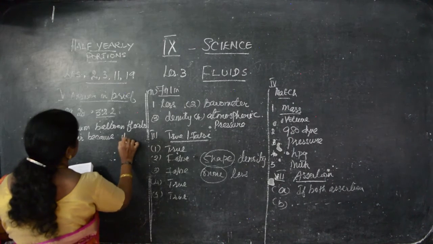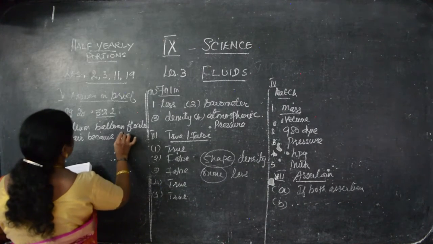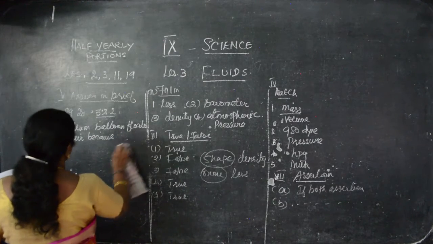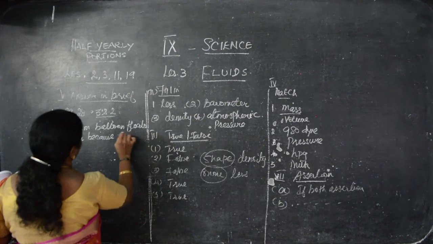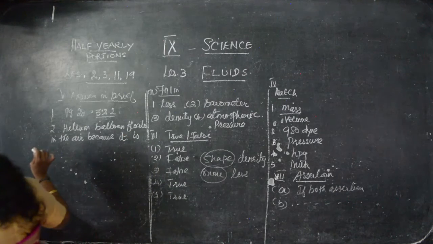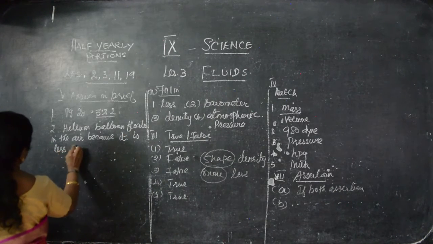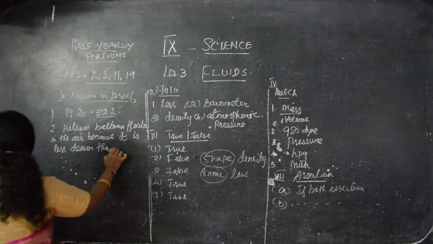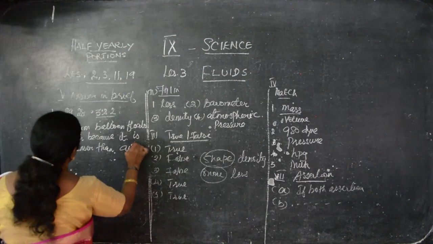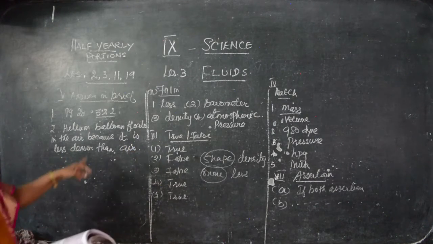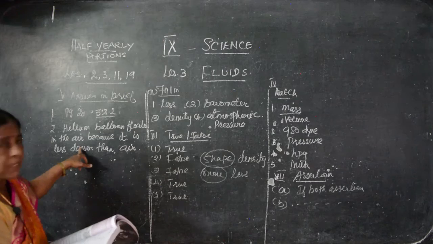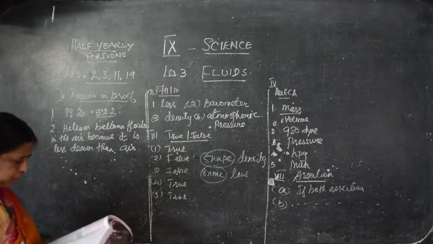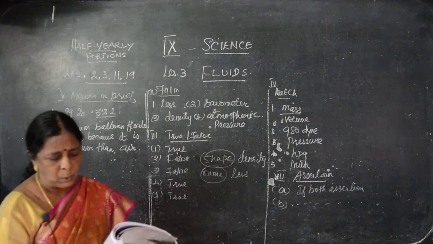Helium balloon floats in the air because, second answer I will write here. Because it is, means what? The helium is less dense than air. Okay? Helium balloon floats in the air because it is less dense than air. Clear, children?